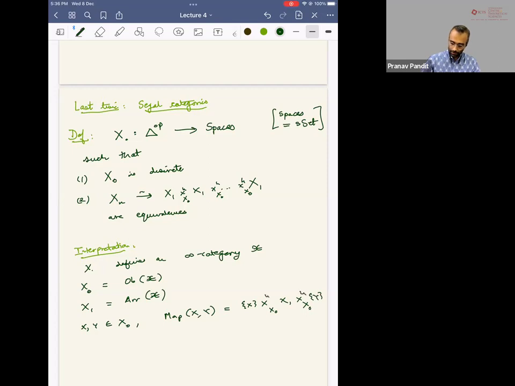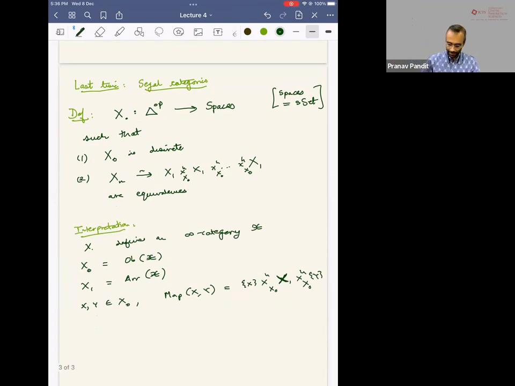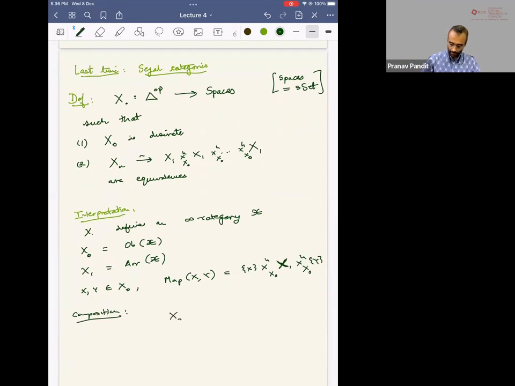Right, so you take the source and target maps from X1 to X0. There are two face maps. Those give you the two maps from X1 to X0. I hope it's clear which are the products. The products are the ones that have an h on top of them, and the others are X's. So this was the mapping space, and composition was given by looking at this.